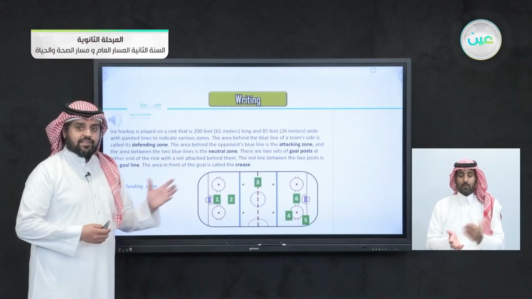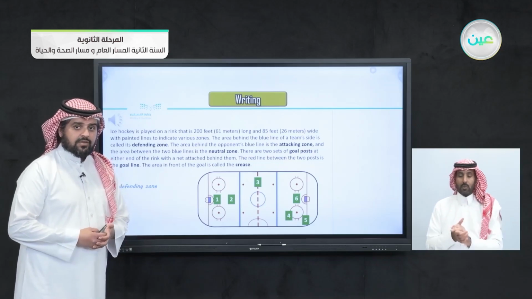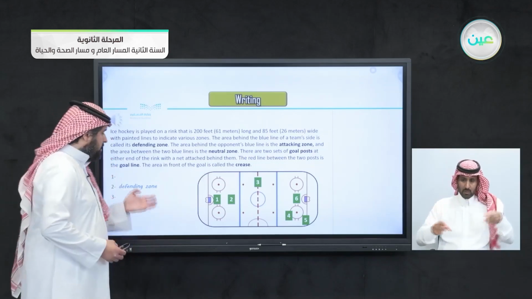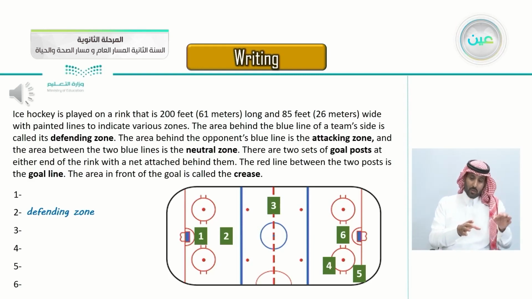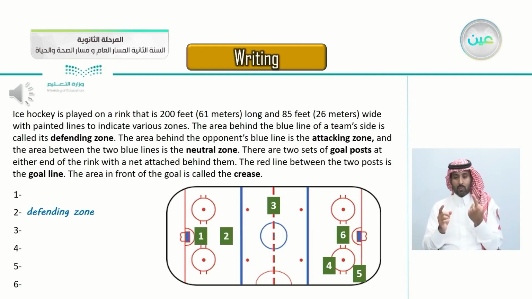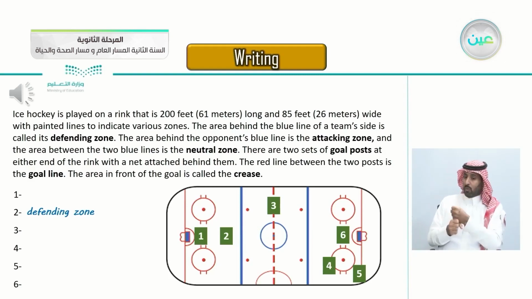So now that we have finished listening to the first part, I think you can guess each position here. And there's one already done for you, number 2. You can see number 2 here. This is the defending zone, because your team is on the left. This is your area. So here you have to defend your goal. So number 2 is the defending zone. What about number 1? What's the position here? I think it's an obvious answer. It's the goal post. This is your goal here. This is the goal post.